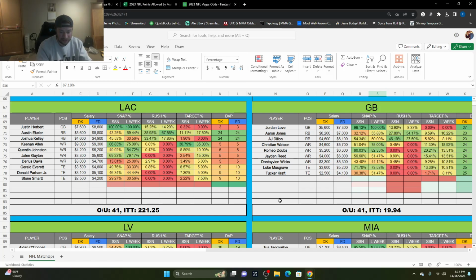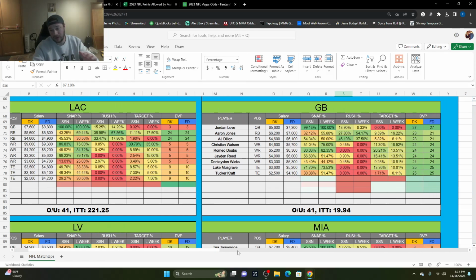Austin Ekeler makes sense to me. They rank 24th. The wide receivers, now Keenan Allen is questionable. I think he'll play. But the players that I feel confident about using would be Herbert, Ekeler, Keenan Allen. That might be it. Or maybe a little bit of Quentin Johnston. That's about it. I don't trust the tight ends here. I don't trust the lower wide receivers either. And I really don't want much to do with Joshua Kelley.